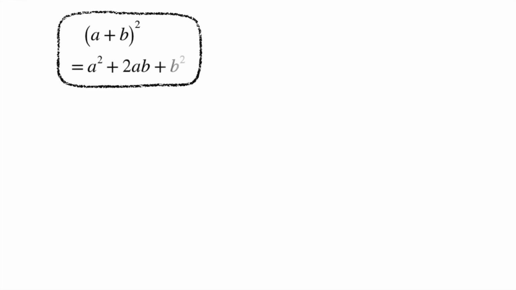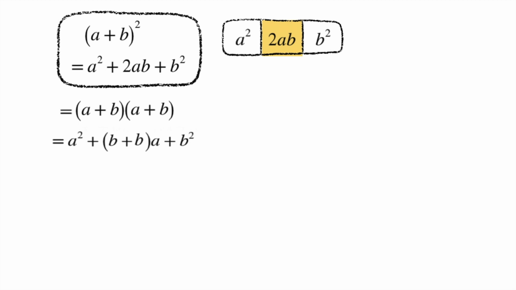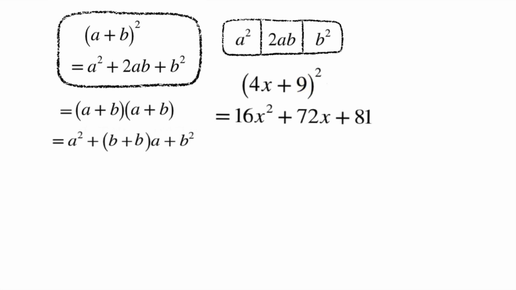Next formula. It's originally A plus B times A plus B, making AB twice. When you expand this, left squared, 2 times left right, and right squared. Once again, 4 squared, 9 squared, 2 times 4 times 9.